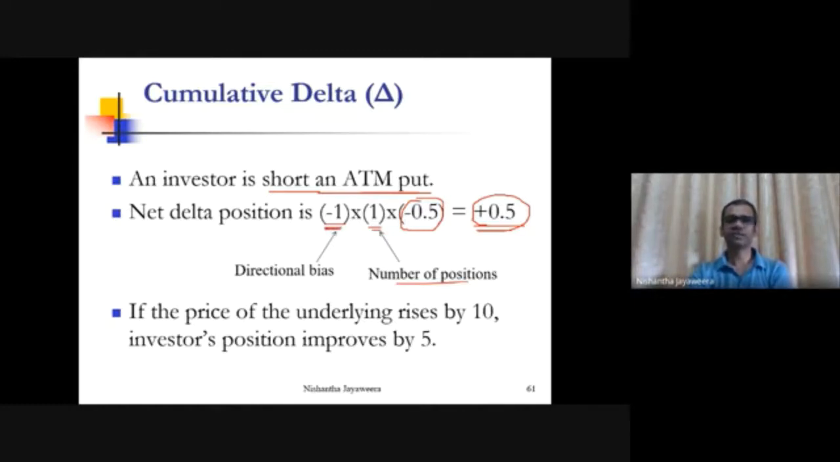So for example, if the spot price increased by 10, his position makes a profit of 0.5 into 10.